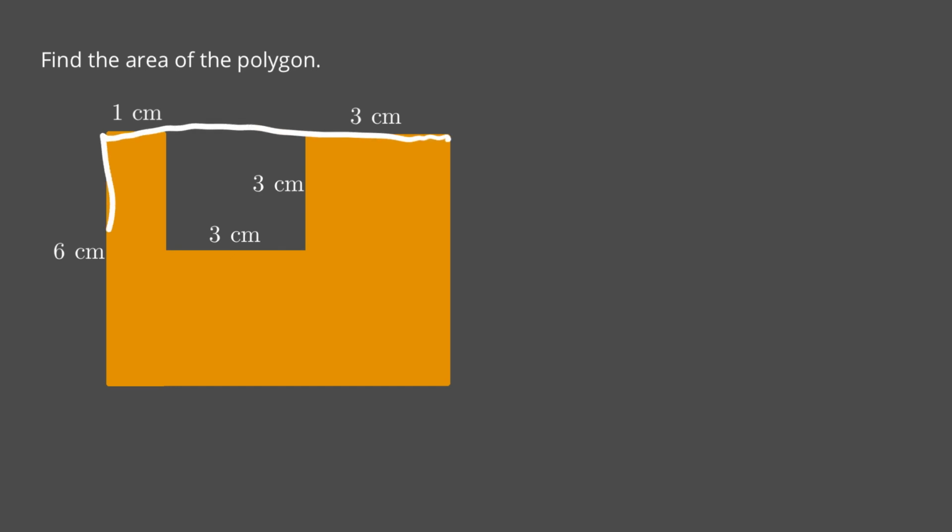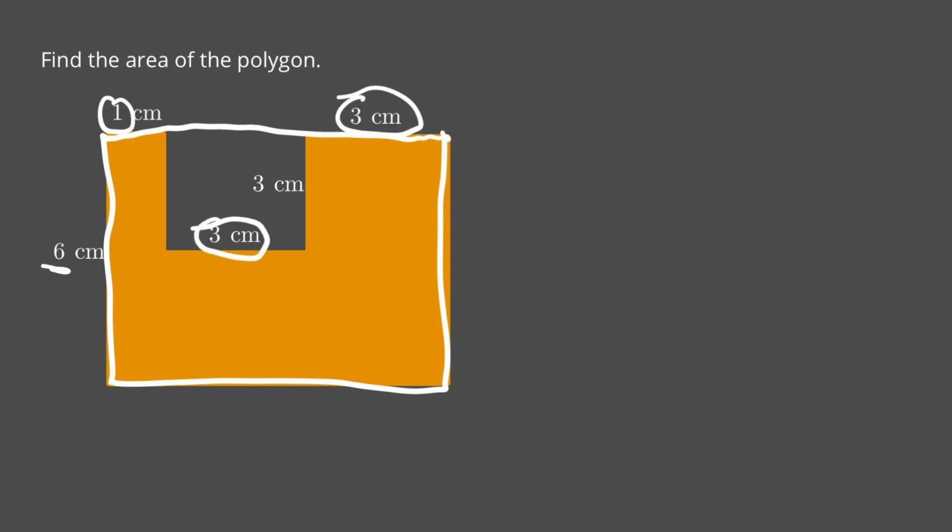Outlining in white the big outer shape, we have a rectangle. The rectangle is 6 centimeters high, and we need to figure out how wide it is. You'll notice we have 1 centimeter here, 3 centimeters here, and 3 centimeters here. So adding those all together, we know that the total length of this rectangle is 7 centimeters. Now we can apply our basic equation of base times height gives us the area. So we know that 6 times 7 will give us 42 centimeters squared.